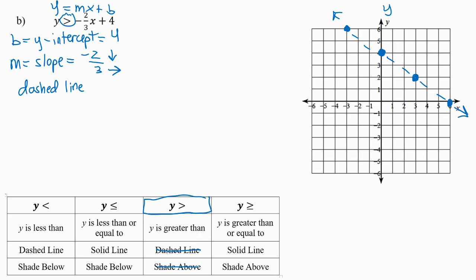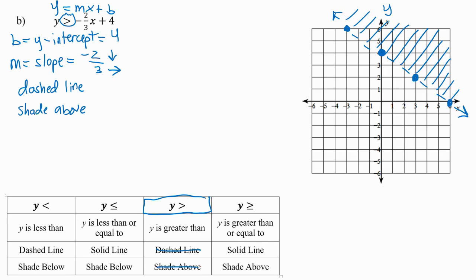We're going to shade above. The inequality symbol says y is greater than. So I look at the y-intercept 4, and I ask myself what y values are greater than 4: 5 and 6, which are located above. So I would shade everything above this line.